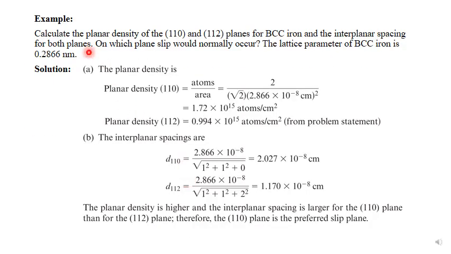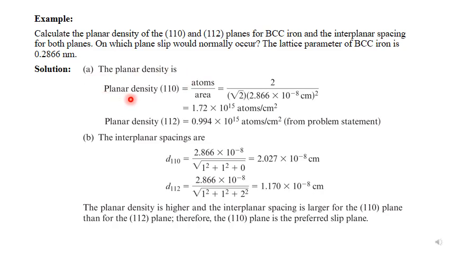Let's check this mathematically. Here we've got a question saying calculate the planar density of the 110 and 112 planes for BCC iron and the interplanar spacing for both planes. On which plane would slip normally occur? The lattice parameter of BCC iron is this, 0.2866 nanometer. So first we need to calculate the planar density.